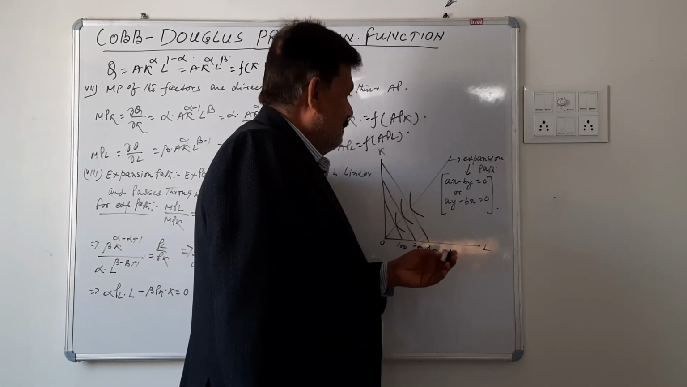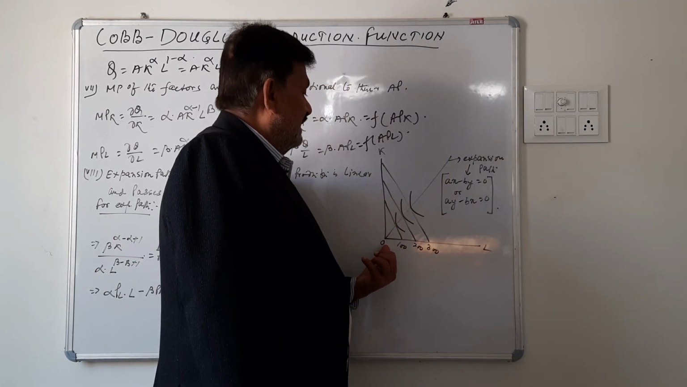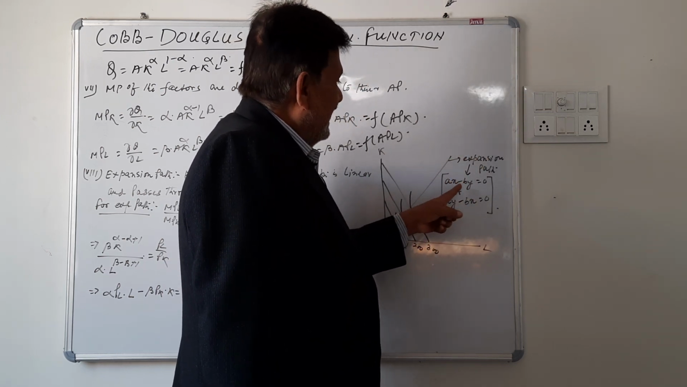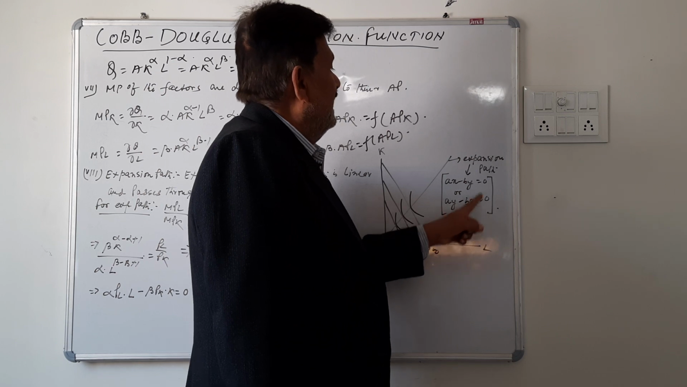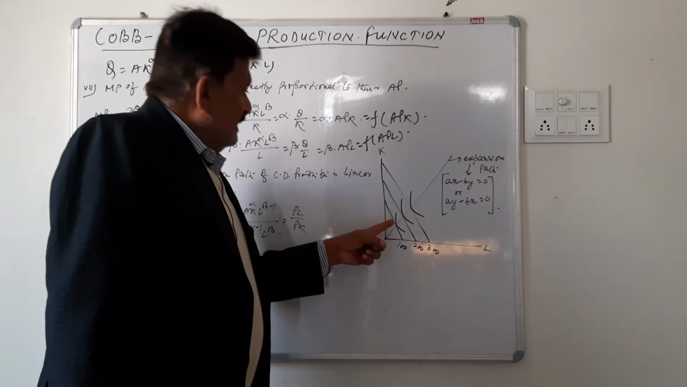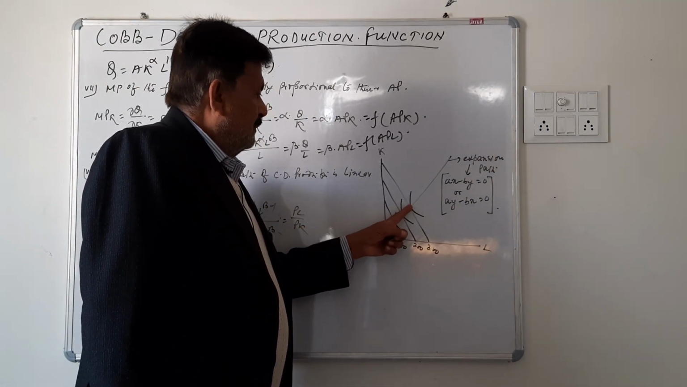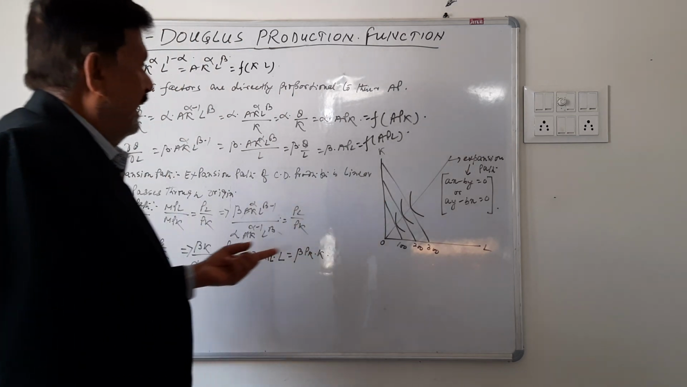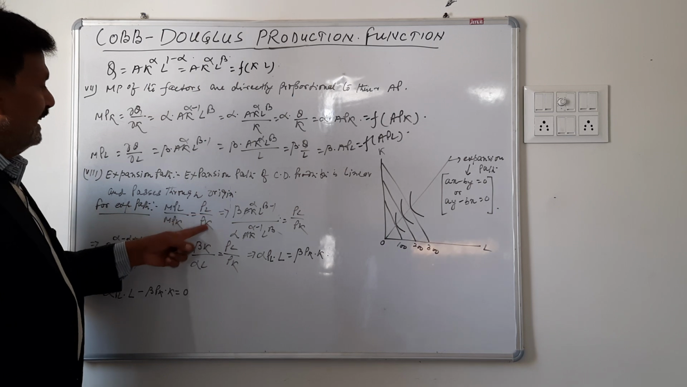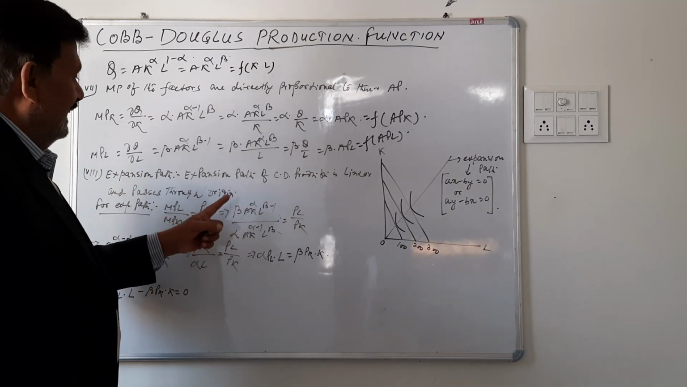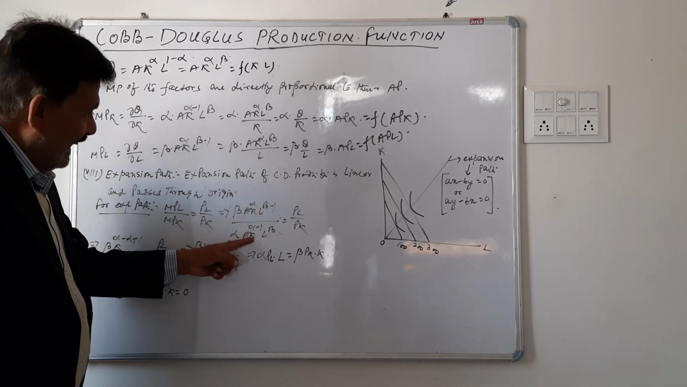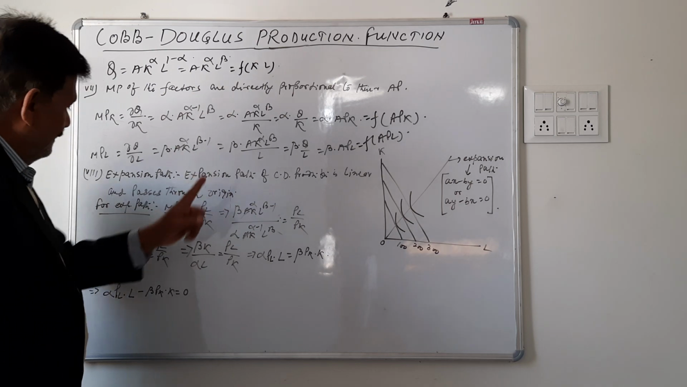Mathematically, if any line originates from the origin and slopes upward, it could be expressed as ax minus by equals 0 or ay minus bx equals 0. The expansion path will be of the same mathematical form. Now all these points are points of equilibrium. So for finding the expansion path, we take the equilibrium condition, that is MPL by MPK equals PL by PK. This is MPL, this is MPK, equals PL by PK. This is solved, K is taken in the numerator, L is brought in the denominator.